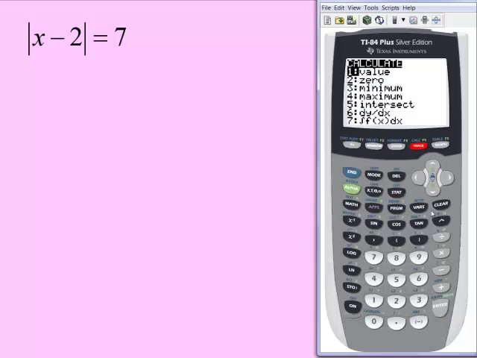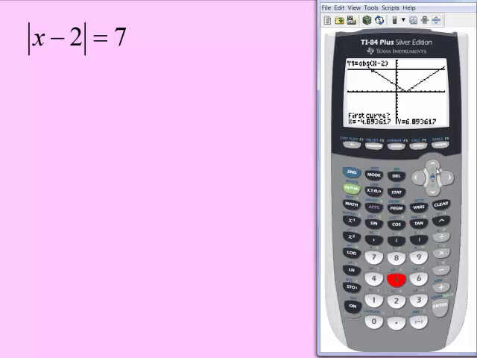Second calc, intersect, scroll right. Again, I'm going to push the up arrow so I can scroll along the straight line. When I get close to where they cross, I'll push enter 3 times. And 9 is the other answer.